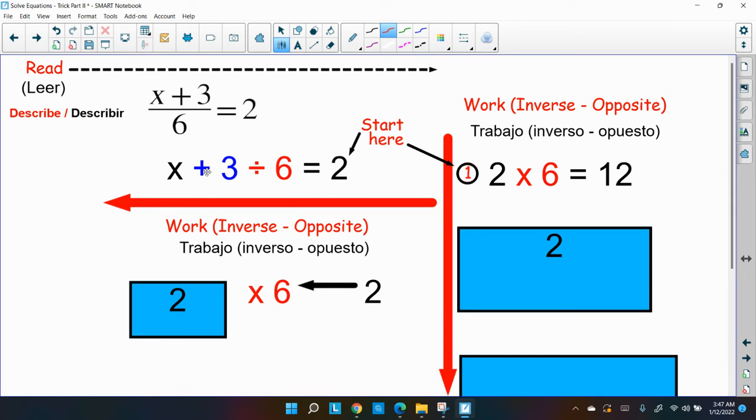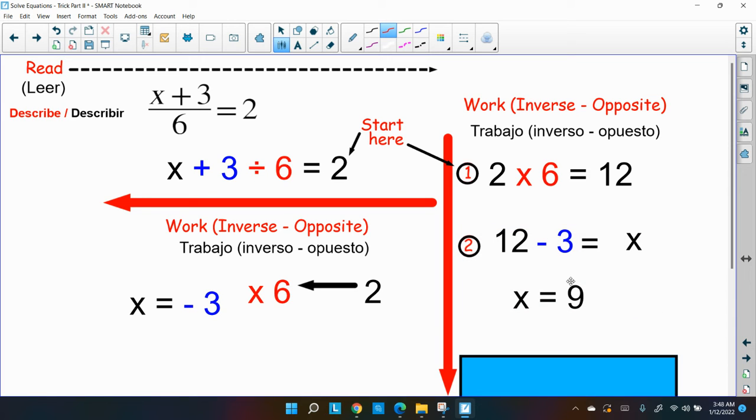We ran into a plus 3. So that plus 3, we have to do the inverse or the opposite of that, or additive inverse, good words. The opposite of plus 3 would be, yes, minus 3. So that'll help us out to get our x. Now, again, what are we going to subtract the 3 from? The 12 we got in step 1. So 12 minus 3 is equal to x, which is 9. So now we got the value of x.